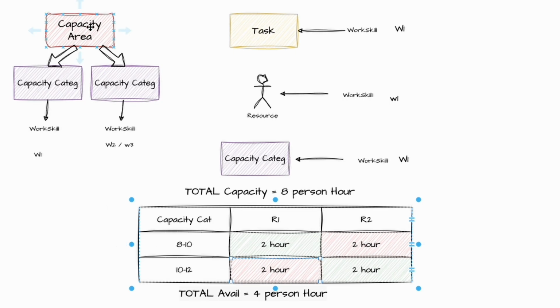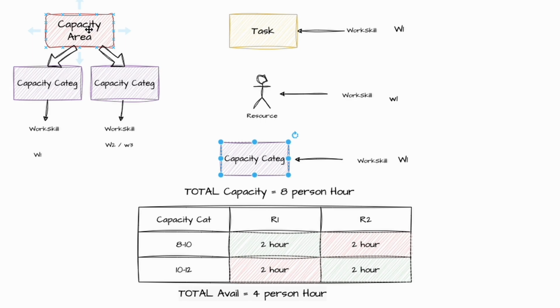Now I'll discuss the capacity area. A capacity area can have multiple capacity categories. Suppose I've created a capacity category for work skill W1 and another capacity category for W2. One capacity area, for example a Canada capacity area, may have multiple capacity categories, and each capacity category will have its own work skill.